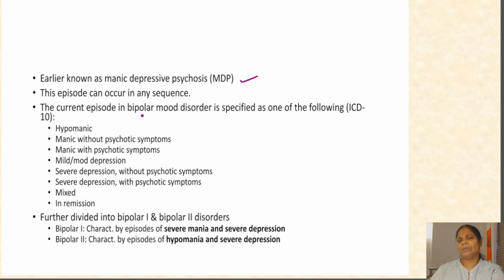Coming to the episodes of bipolar mood disorder according to ICD-10, we can say hypomania, mania without psychotic symptoms, mania with psychotic symptoms, mild and moderate depression, severe depression with psychotic symptoms, and severe depression without psychotic symptoms. We have seen a mixed episode where mania as well as depression is present. BPAD is further divided into bipolar affective disorder 1, characterized by episodes of severe mania and severe depression, and bipolar affective disorder 2, characterized by a person fluctuating between hypomania and severe depression.